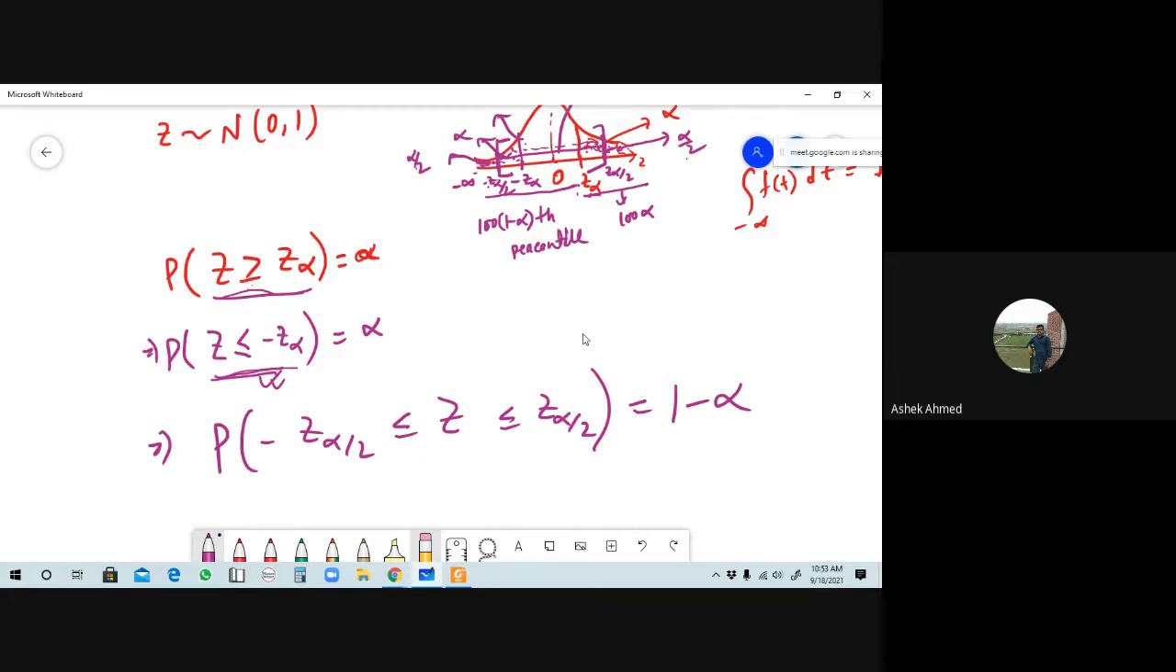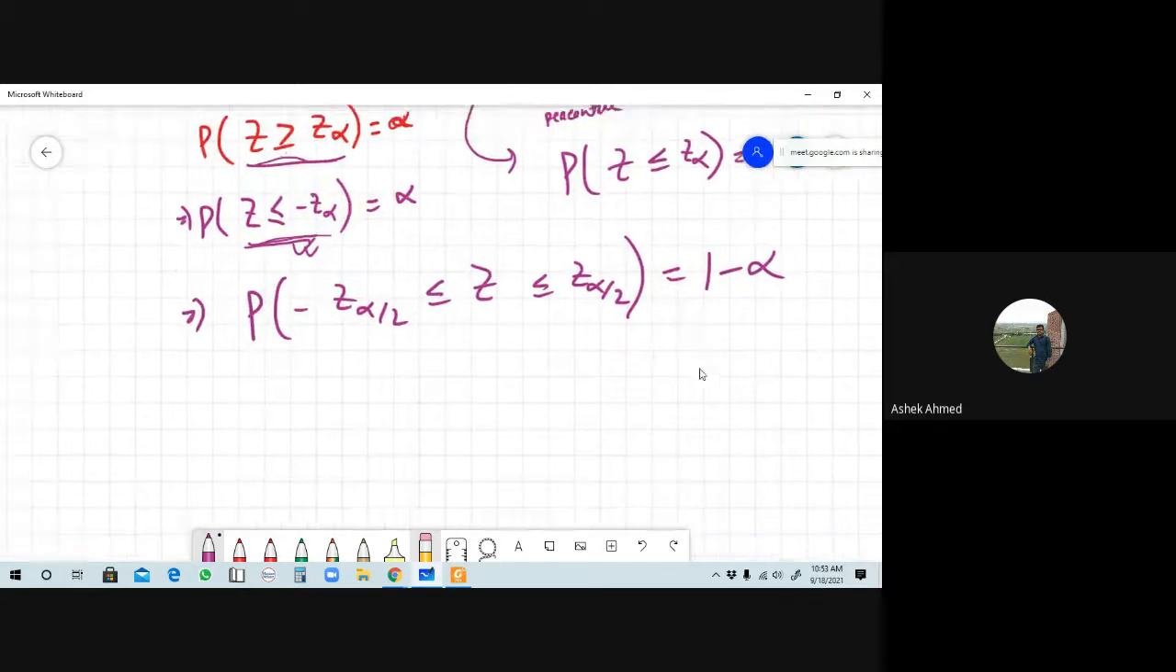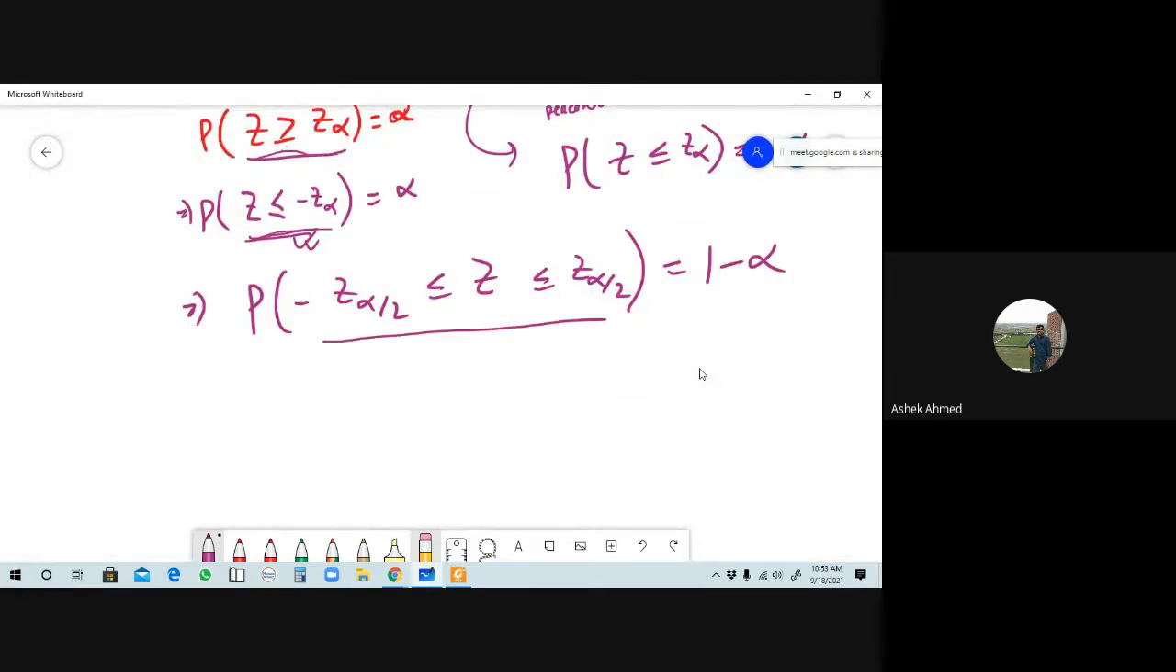Or if we know z suffix alpha by 2, then from this condition we can say that the probability of capital Z less than or equal to z suffix alpha will be 1 minus alpha, since the right part area is alpha, so the left part area is 1 minus alpha. We can consider this. From this inequality, we will determine an interval, and that interval represents the confidence interval for the mean. In that case, tell me, what does z represent?